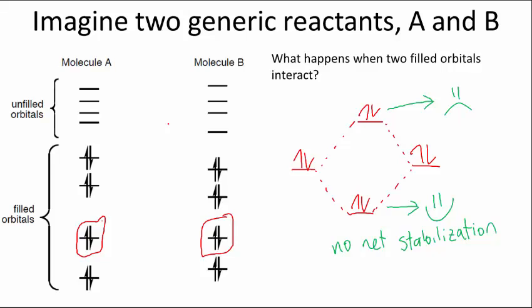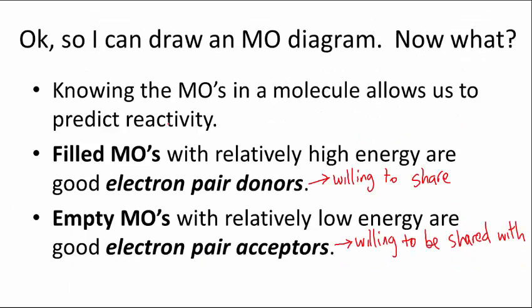All right. So going back to this statement I started with, filled molecular orbitals with relatively high energy are good donors. Empty molecular orbitals with relatively low energy are good acceptors. So those are going to be the best interactions between high energy donors and low energy acceptors, because they'll be as close together as possible.